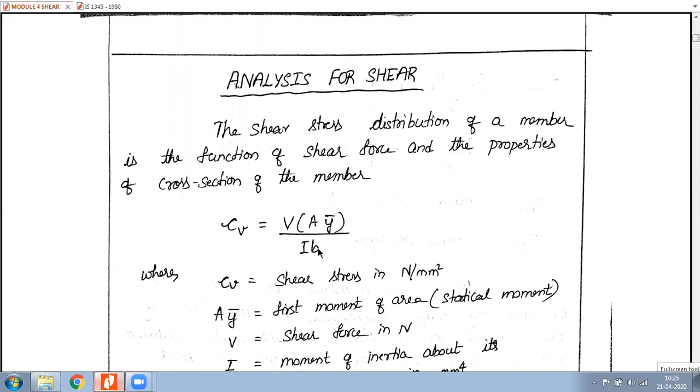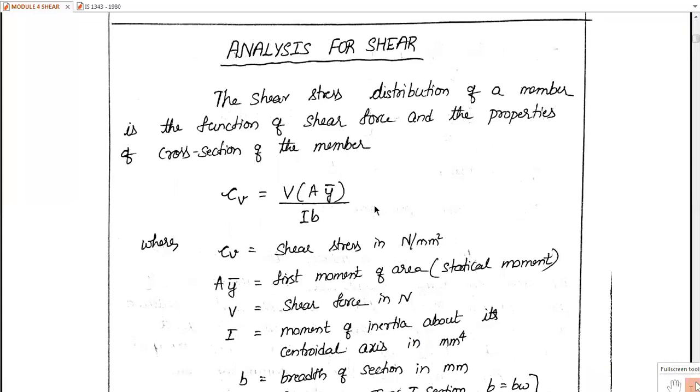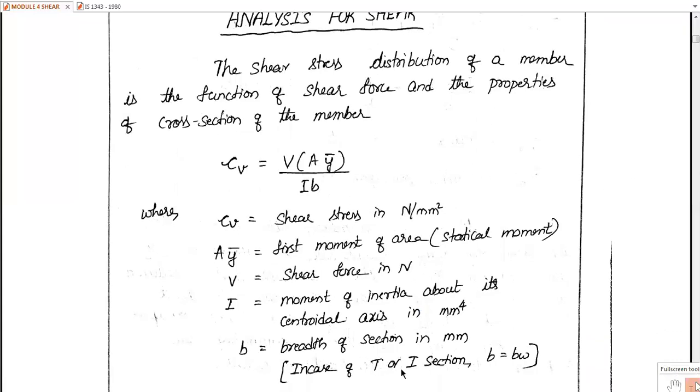Suppose you consider a rectangular section, b will be the width of the section. If you consider the flanged sections, which include I sections as well as T sections, in case of T and I sections, you need to substitute the breadth of the web as b in this equation in order to find out the shear stress. I repeat, shear stress is given by this formula: tau v is equal to V into A y bar divided by I into b. Using this equation, we can find the shear stress at any part of the section.